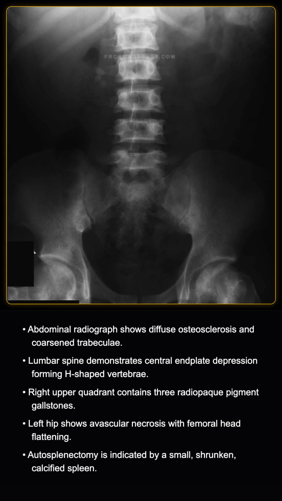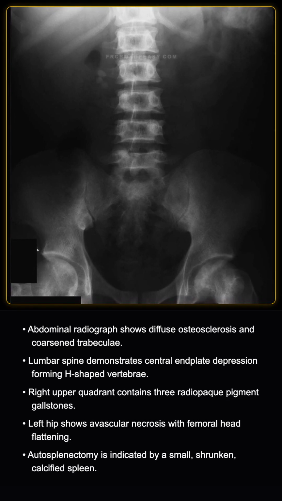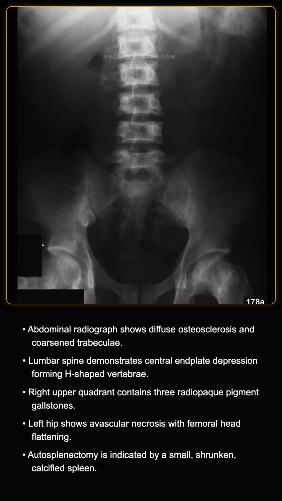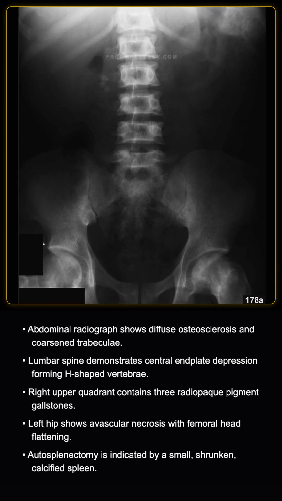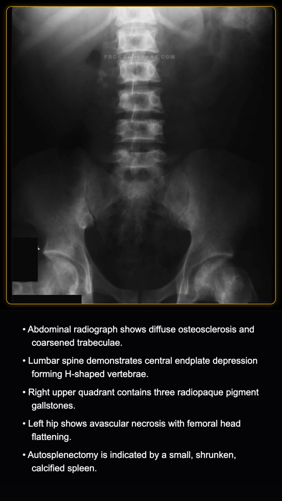Right, so the abdominal radiograph demonstrates several classic features of sickle cell disease. There is mild, diffuse osteosclerosis and coarsening of the trabeculae throughout the visualized skeletal structures. In the lumbar spine, there is depression of the central vertebral end plates, creating characteristic H-shaped vertebrae.